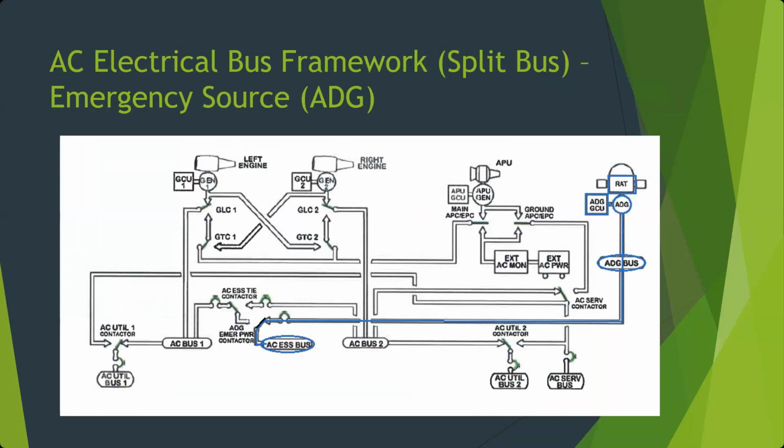The main generators are about that big around and about that long. The little ADG is about that big around and about that long. So it can't put out nearly as much power, but it's enough to maintain control and glide the airplane to the ground. The 727 uses a battery backup. We'll look at that when we get to DC power. This is an AC generator, so it's a backup on the AC side.